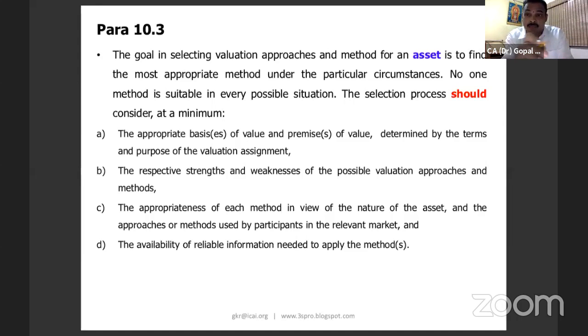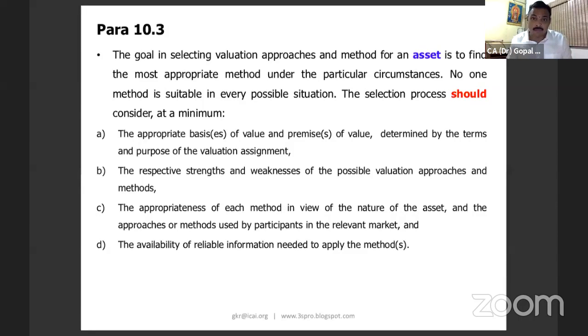So, basis and premise is determined by the terms and purpose. Okay, and what is terms? I'm sure you would have already seen what it is. The terms is already discussed in scope. What do you mean by terms? It has already been given. Para number 10.1, they are given the terms of engagement. Three things are terms: the asset being valued, purpose of valuation, and responsibilities of parties. This is called terms and purpose.